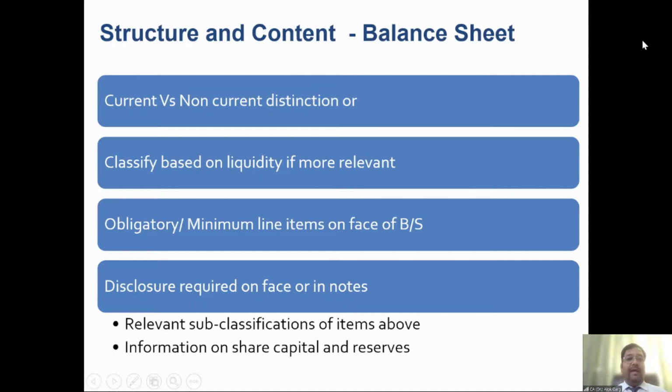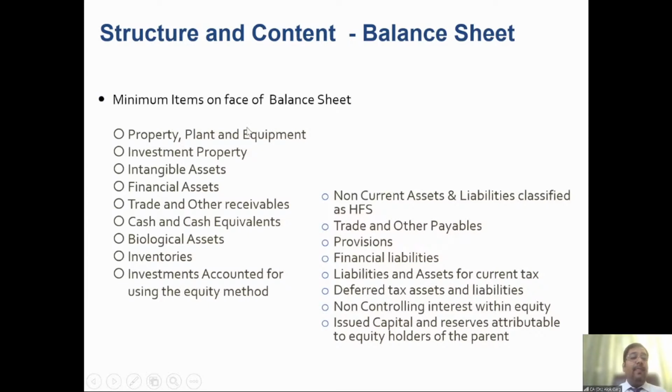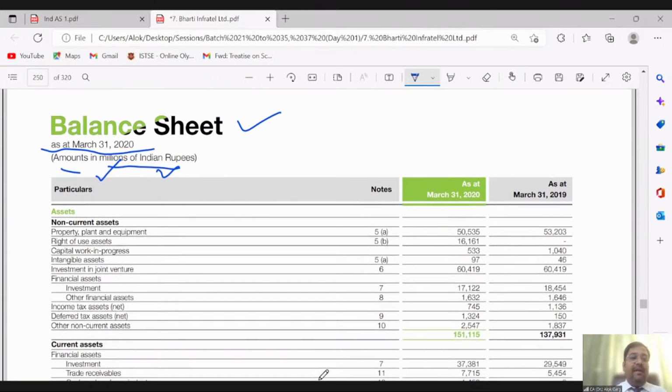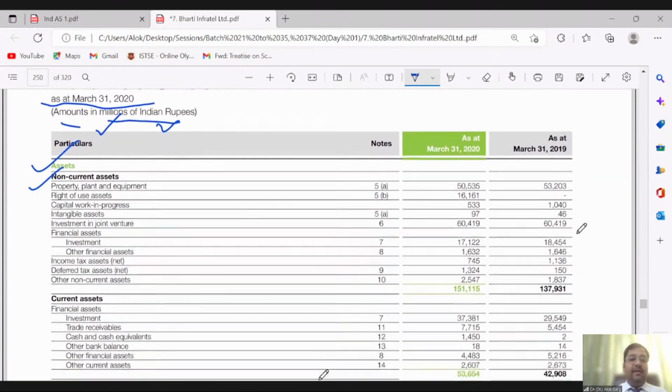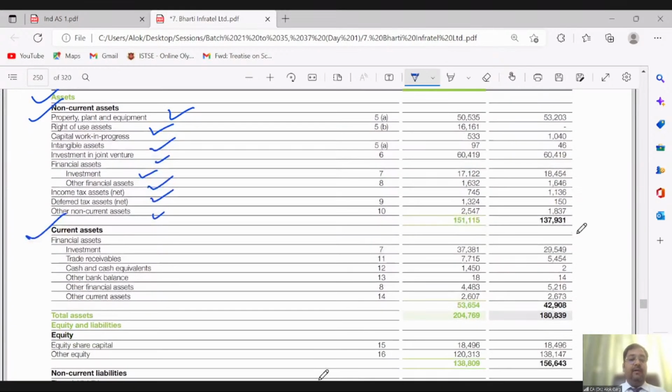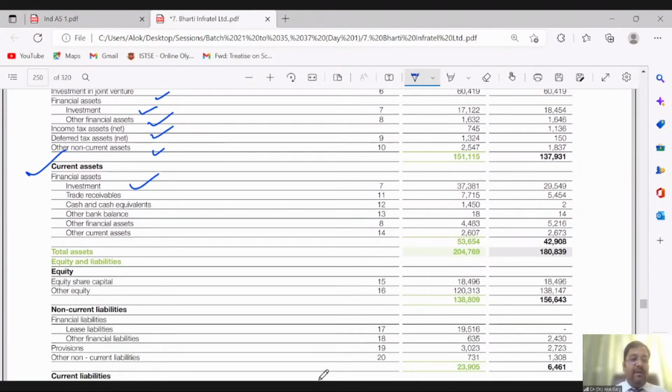The balance sheet format will look like, initially you have to start the balance sheet format with asset, right? So we have seen in the division 2 to schedule 3. The division 2 to schedule 3 talks about the format of the balance sheet, format of the P&L. So you can see that Ind AS balance sheet starts with the asset. And in asset, there will be a non-current asset and current asset, right? In non-current assets, property, plant and equipment, right of use asset, CWIP, intangible asset, investment, financial asset, investment, other financial asset, income tax asset, deferred tax asset, other non-current asset. Right? In current assets, under financial asset, there is an investment, trade receivable, cash and cash equivalent, other bank balances, other financial assets, and there is other current assets as well.